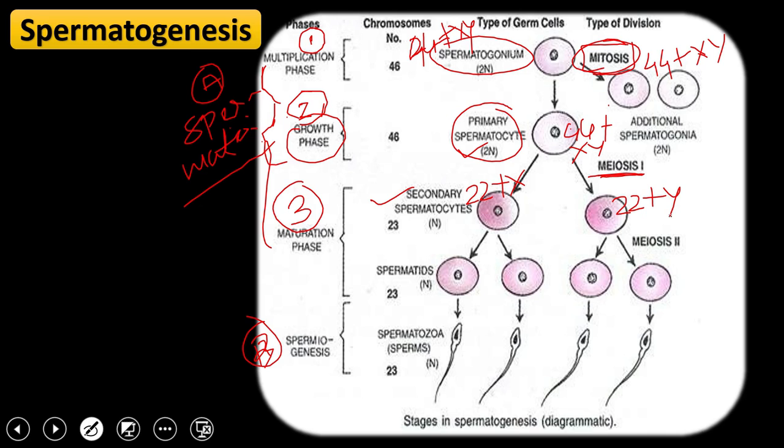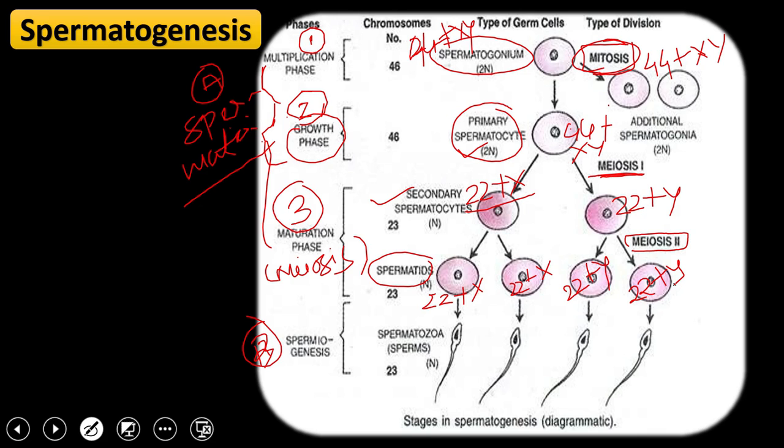Now we are in the third phase, the maturation phase. The maturation phase involves the meiosis process. At the end of meiosis I, the cell is called a secondary spermatocyte. This secondary spermatocyte undergoes meiosis II. We know the second meiosis is similar to mitosis, an equational division, so there is no change in the number of chromosomes. The cells formed at the end of meiosis II are spermatids. The spermatid has the same set of chromosomes as the secondary spermatocyte: 22 plus X, total 23, and 22 plus Y. So that is a spermatid.